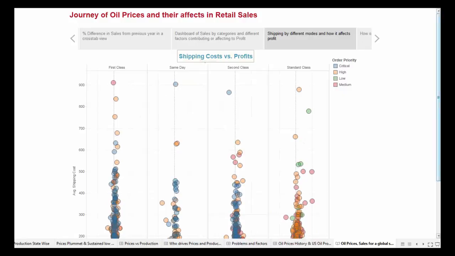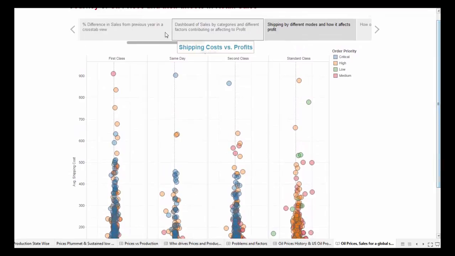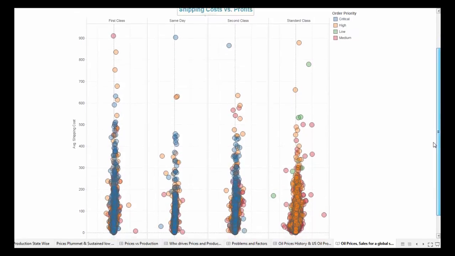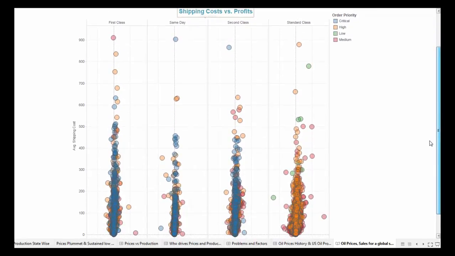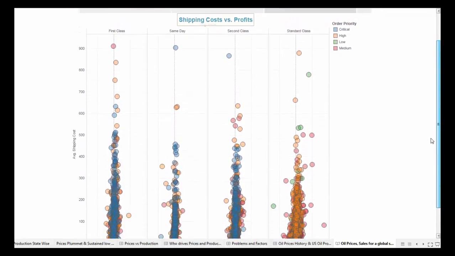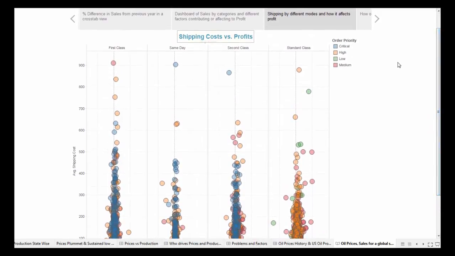In the shipping cost versus profit, here we are trying to analyze the different modes of shipping. There is first class, same day, second class, and standard class. Everyone knows that standard class shipping is the cheapest and it takes the least amount to ship, thereby maximizing profit. So we can see that the points in the standard class are more dispersed, which tells that there is more profit if the company ships by standard class. So probably furniture items must be taking much shipping costs, thereby reducing the profit.